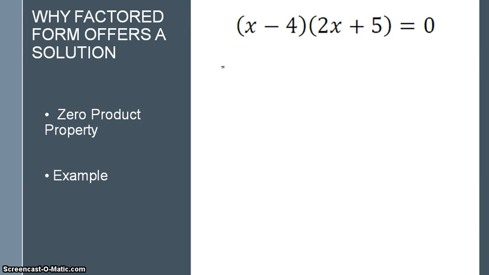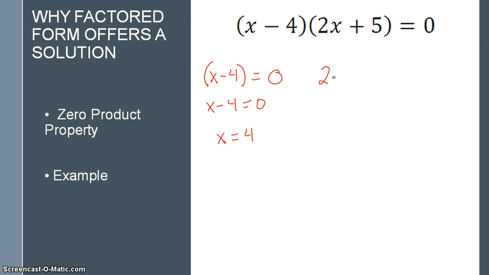And so what we assume is that we can make one of them equal 0, and we can make the other equal 0 as well. So we'll start with the first one, x minus 4. Let's assume that one equals 0. Well, if I solve, we're going to add 4 to both sides here. So the x value that makes that 0 is 4.